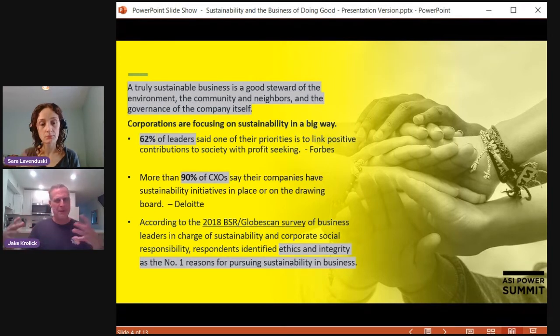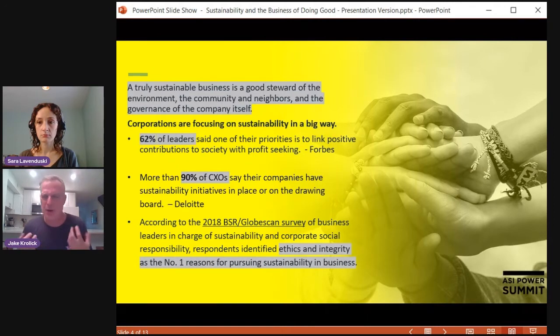They also think about their communities, the neighborhoods that are around them, and how they govern themselves, as Sarah was just talking about. Some facts to throw at you, and we're going to throw numbers because I think they're important. 62% of leaders believe that one of their priorities is to link positive contributions to society and not only seek profit, which is huge. They're putting positivity first to the world around them.